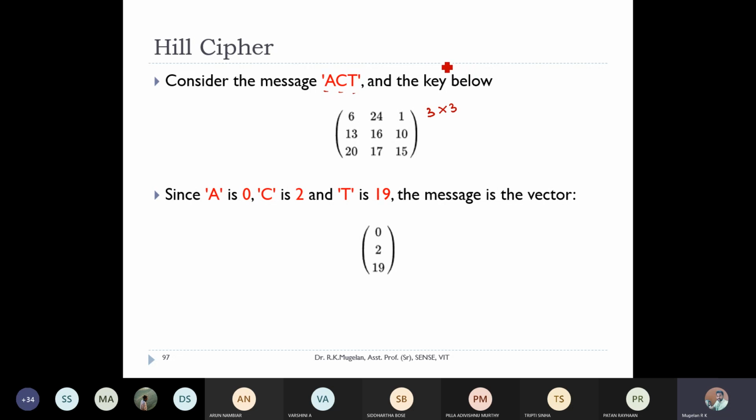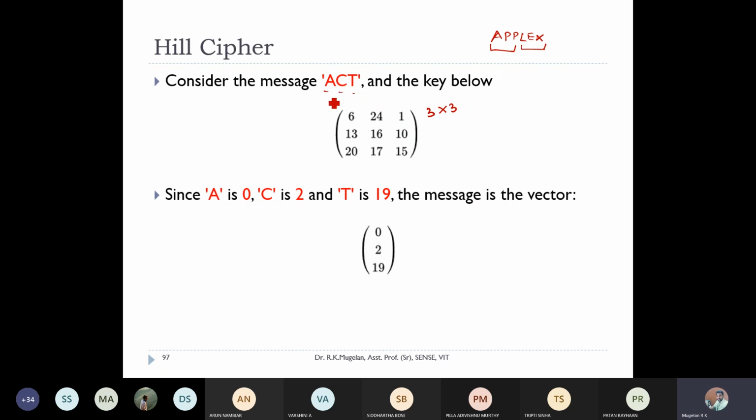up. Suppose, for example, I give you a word called APPLE and ask you to encrypt using a 3 cross 3 key. Here, first you'll take APP, then LE, then you have to add an X as a filling character, and then you'll perform the encryption.